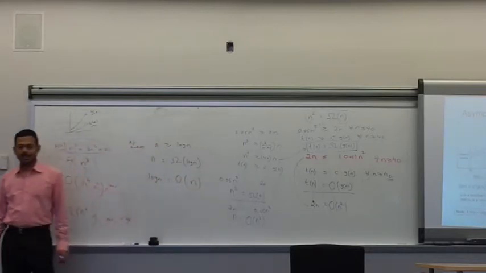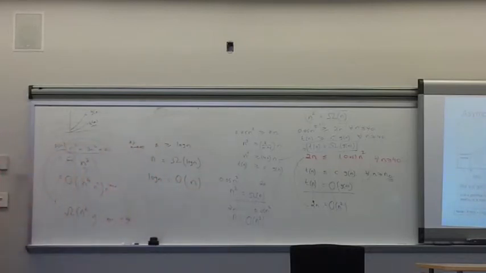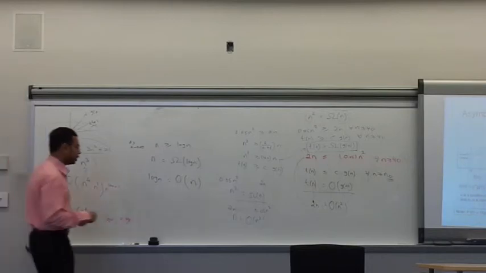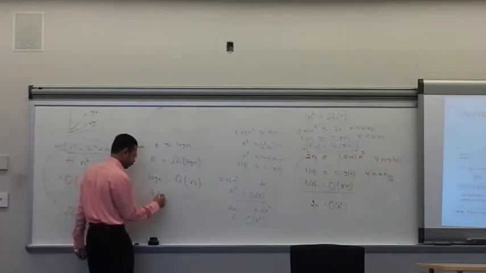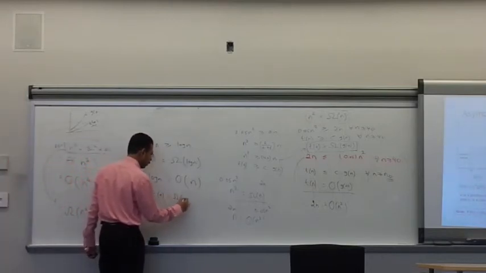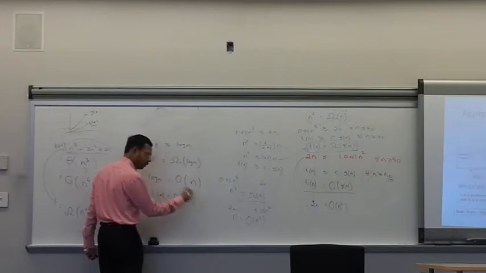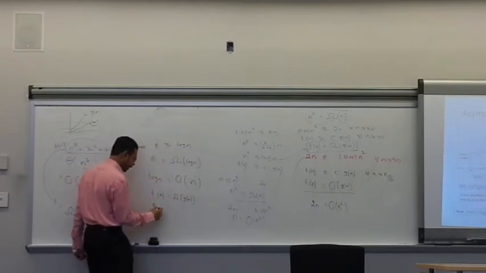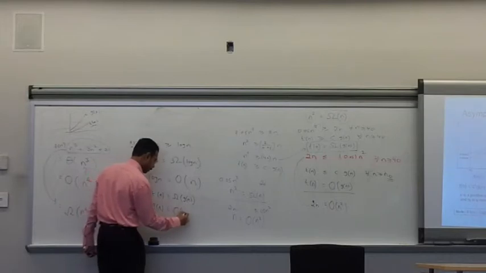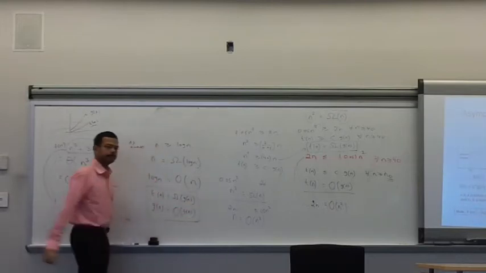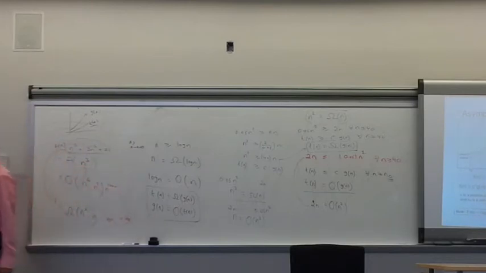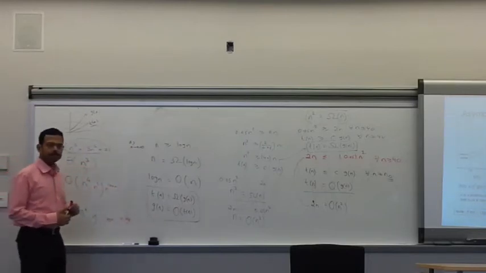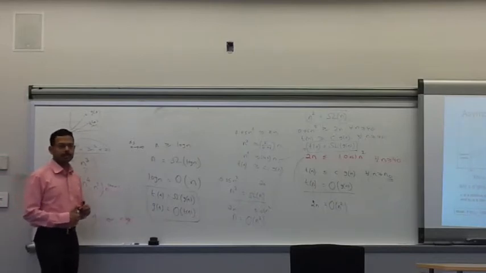So it's the other way. This is always true: if a function t of n is big O of g of n, then the other way you can say g of n is big omega of t of n. It's just the other way. Clear? Any question?